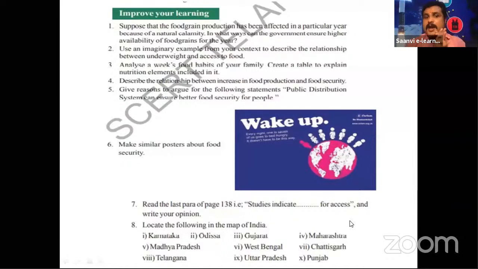And read the last paragraph of page number 138, "Studies indicate for access," and write your opinion, only your opinion. Don't try to copy the same paragraph. Okay, write only your opinion. And next is locate the following in the map of India: Karnataka, Odisha, Gujarat, Maharashtra. Some states they have given. Okay, and before you write your CWs, I have told you the procedure.